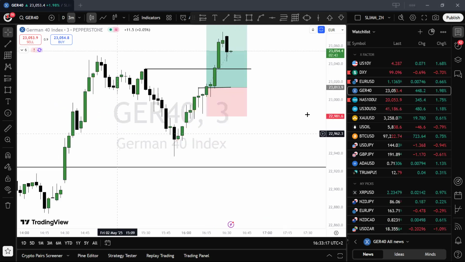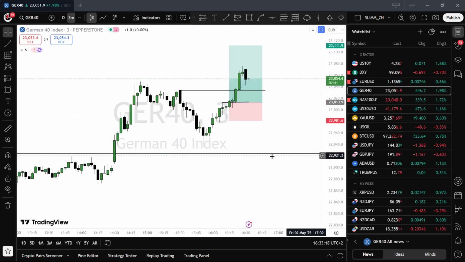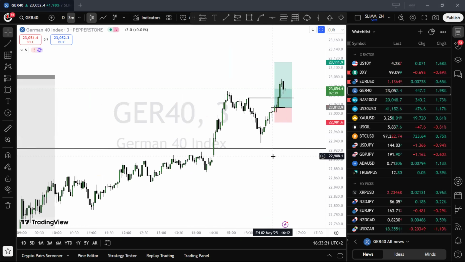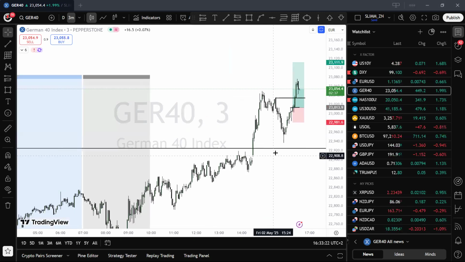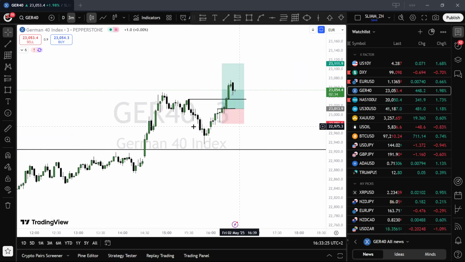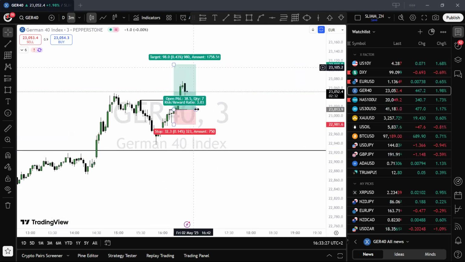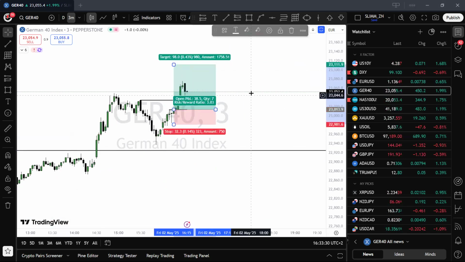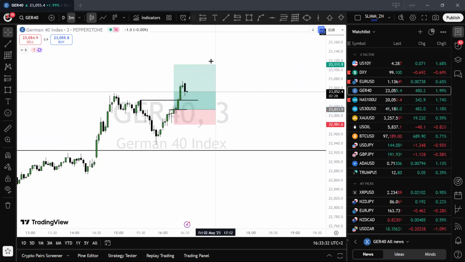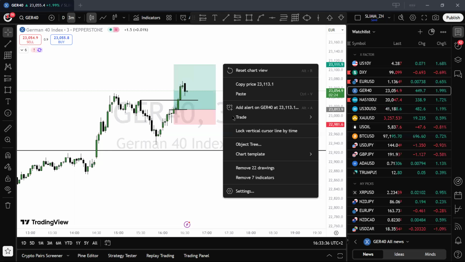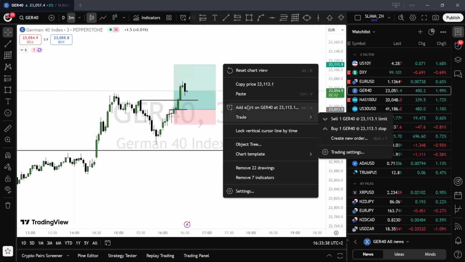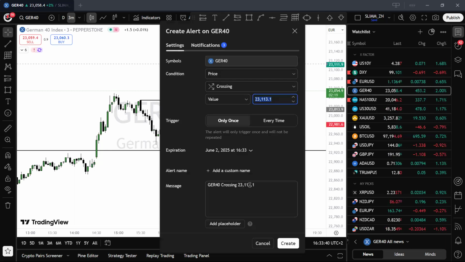Here, price, we can also see we've been expanding to the upside ever since the morning, I believe. So yeah, we can extend into that take profit area. What we're going to do is set an alert at 23,100, which was my actual target. 23,100.